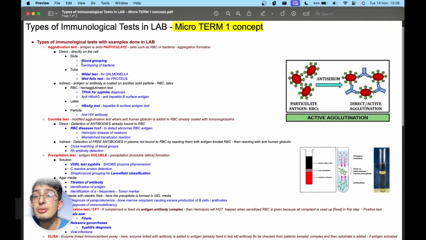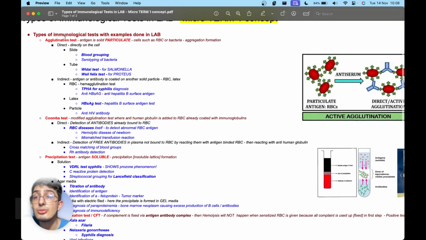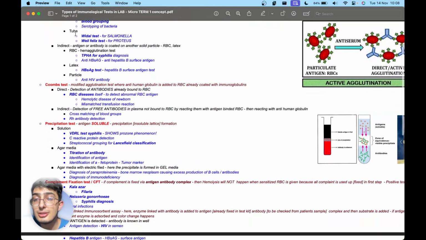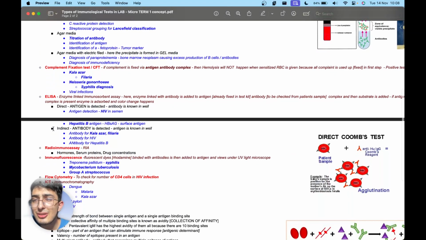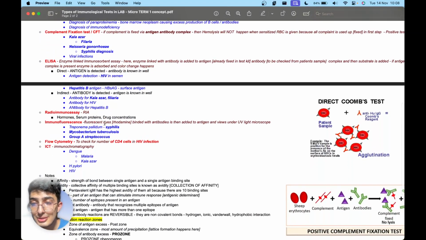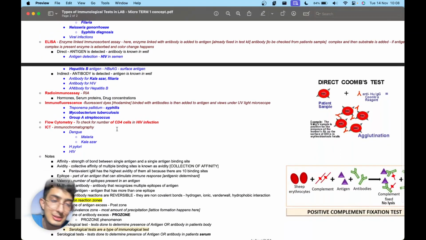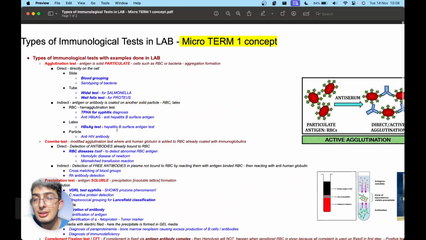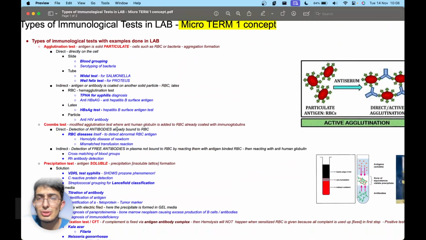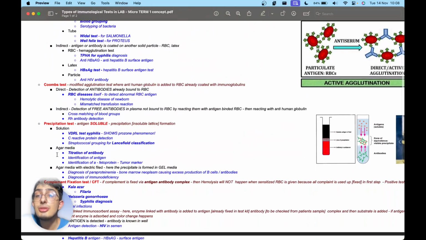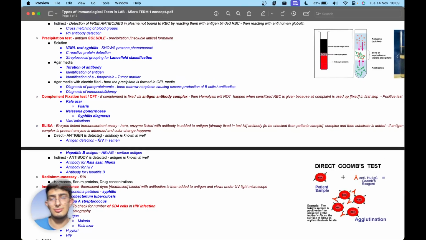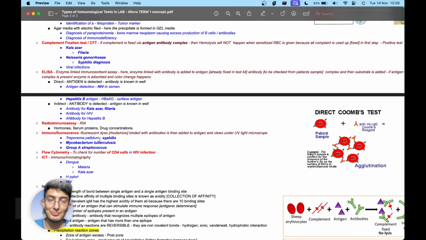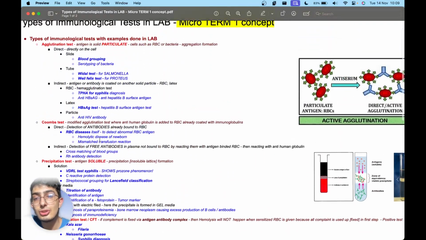For exams, the types of immunological test are agglutination test, Coombs test, precipitation test, complement fixation test, something called ELISA, radioimmunoassay, immunofluorescence, flow cytometry, and ICT. Among these, from an examination point of view, agglutination test, precipitation test, complement fixation test, and ELISA are the most important tests to understand. Other tests are also important, but not that important, so we'll just focus on these important ones.